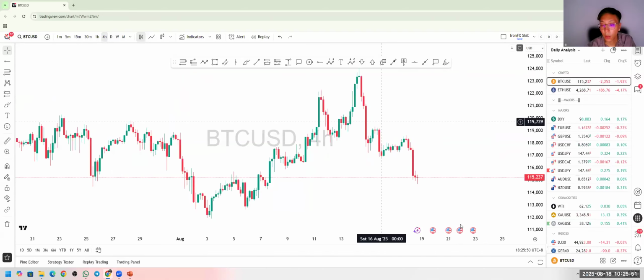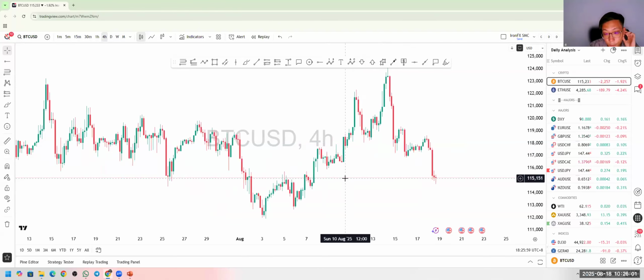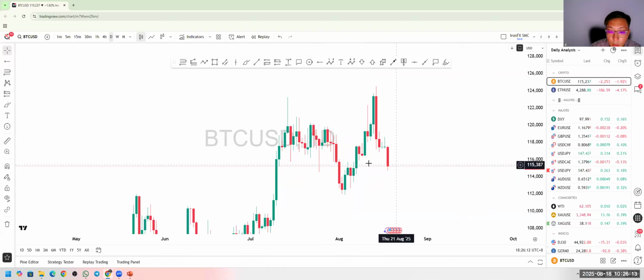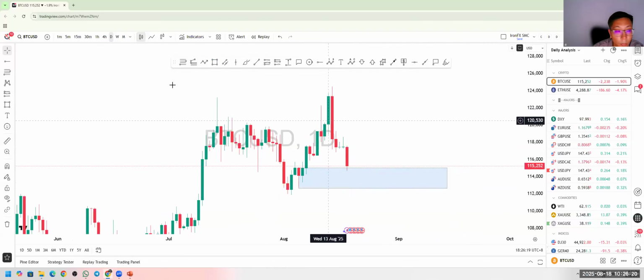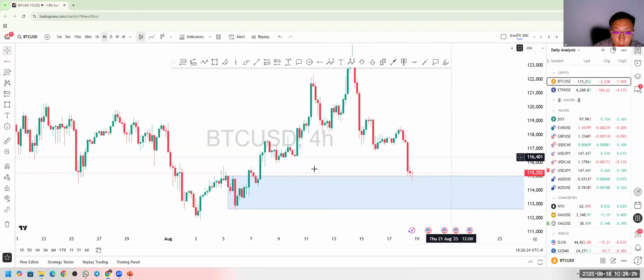BTC. Okay, so BTC also works kind of well with smart money concepts, but it's a little bit different. Let me see. Oh, actually, BTC looks like okay. BTC looks like a nice buy area. So daily, okay, daily.